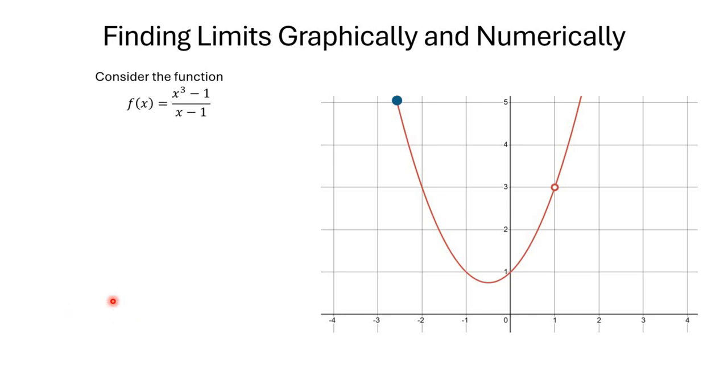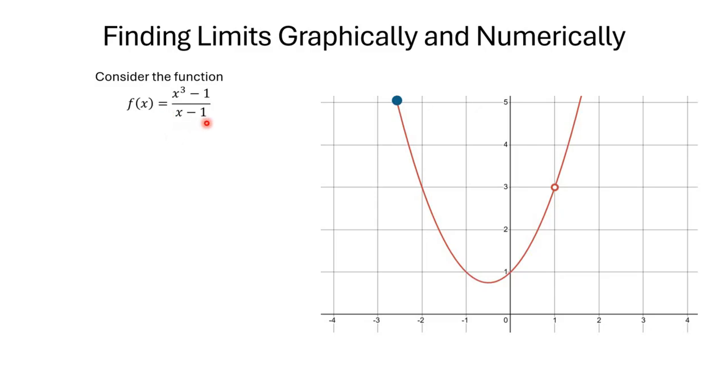Finding limits graphically and numerically. Consider the function f of x is equal to the quantity x cubed minus 1 divided by the quantity x minus 1. You'll notice that if x is equal to 1, you get a 0 in the denominator here, and 1 minus 1 is 0.